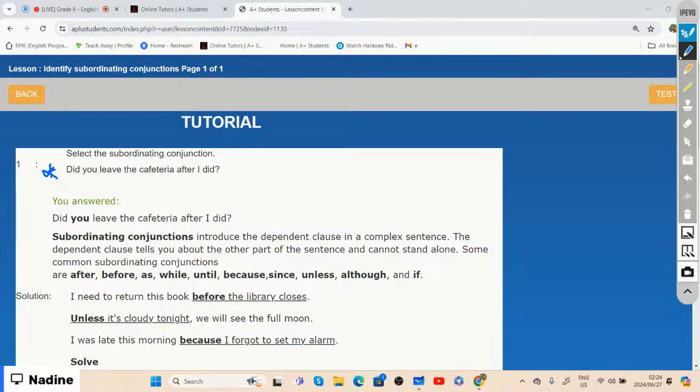And if we were to identify it, we would identify our subordinating conjunction as after. So after is our conjunction. It says, did you leave the cafeteria after I did? After is our conjunction.